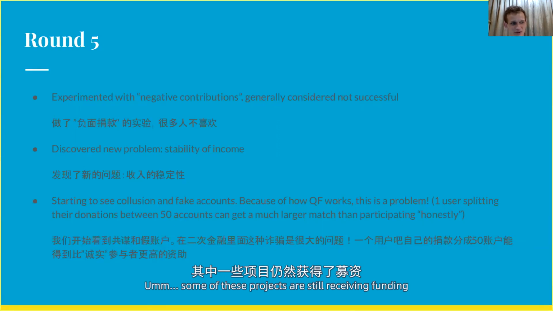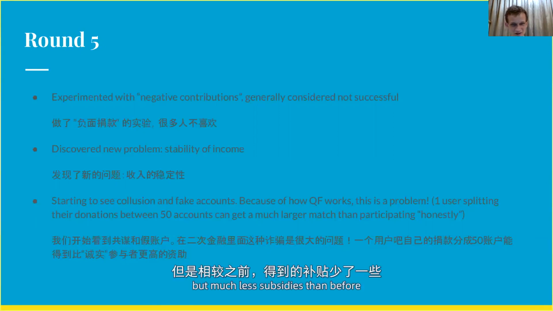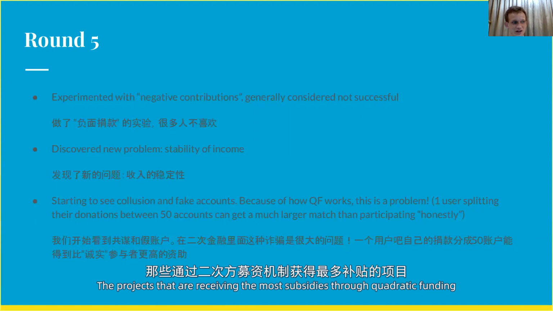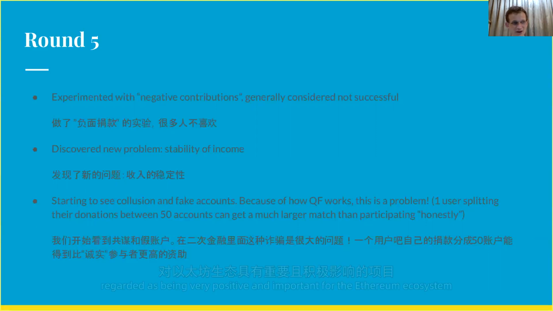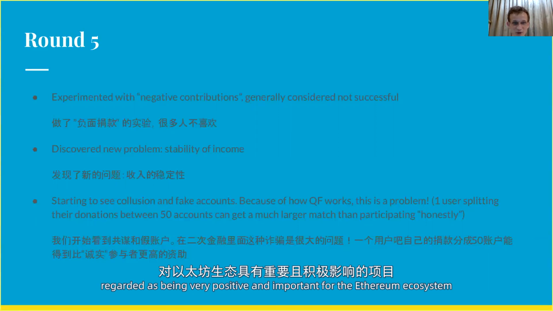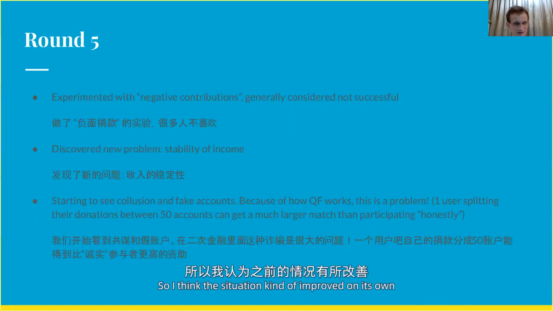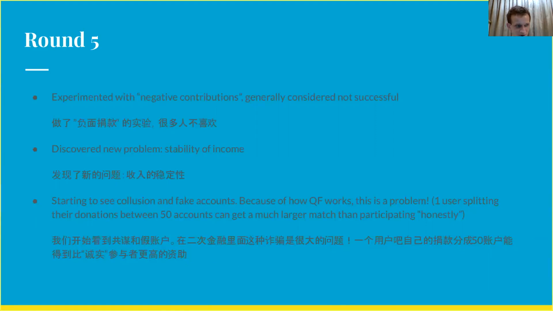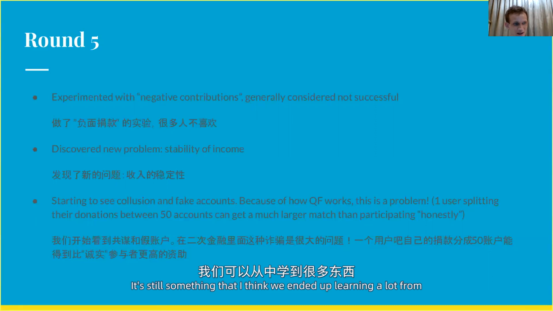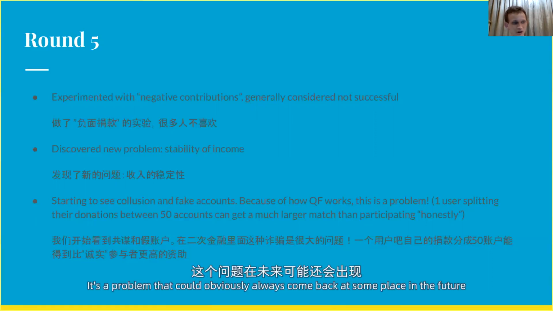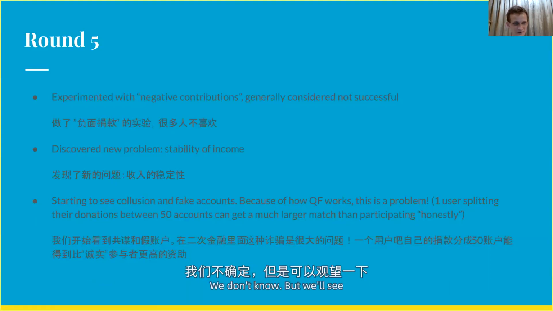Some of these projects are still receiving funding, but much less subsidies than before. The projects that are receiving the most subsidies through quadratic funding are projects that tend to be fairly universally regarded as being very positive and important for the Ethereum ecosystem. So I think the situation improved on its own, but it was still an interesting situation, right? And it's still something that I think we ended up learning a lot from. It's a problem that could obviously always come back at some point in the future. We don't know, but we'll see.